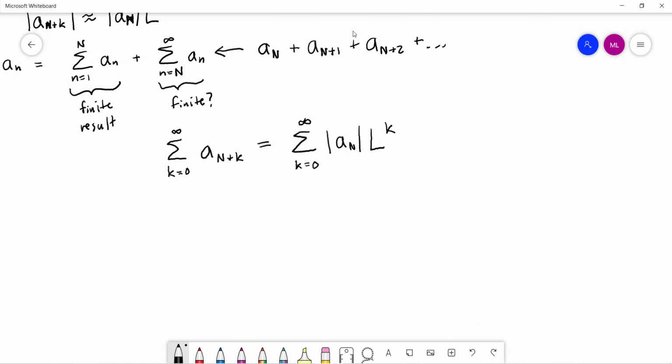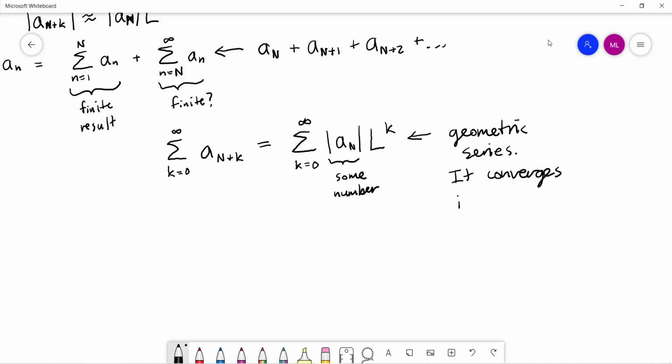What is this? Well, this is just some number. It just happens to be whatever the capital Nth number is in the original series over here. It's just some number. And what do I have here? This is a geometric series. It converges if L is less than 1.